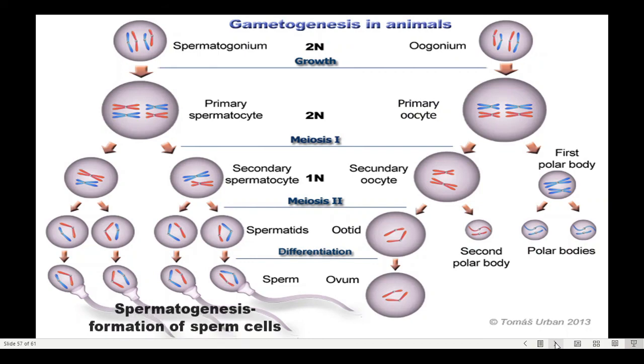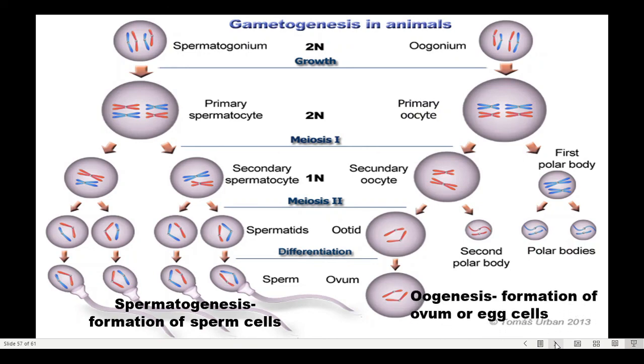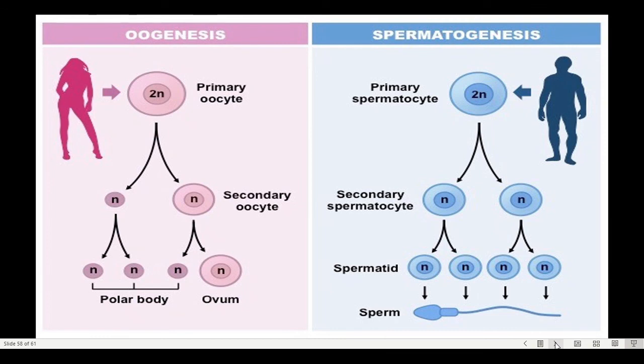Well, anyway, spermatogenesis is the formation of sperm cells, while oogenesis is the formation of ovum or egg cells. Ayan, primary oocyte sa oogenesis, 2N pa siya, pero pagdating doon sa second round na meiosis, na nagkaroon na siya ng cell division, or 2 daughter cells sa secondary oocyte, na yan, haploid na. Okay, haploid. Lahat yan, kahit polar bodies and ovum.